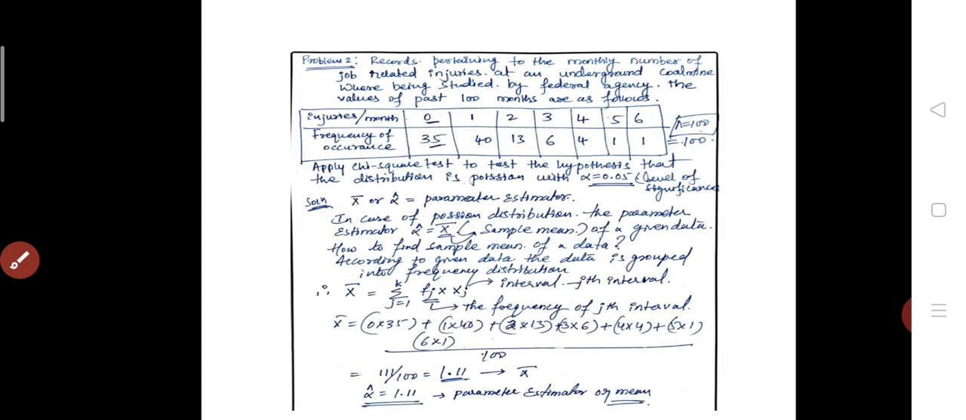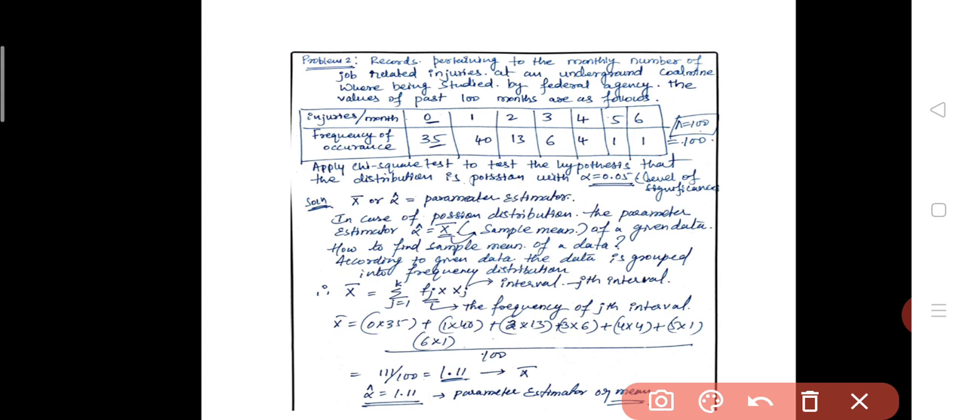Let us consider a problem statement for the Poisson distribution. Records pertaining to the monthly number of job related injuries at an underground coal mine were being studied by a federal agency. The values of the past 100 months are as follows: injuries per month and frequency of occurrence. Here we have to apply a chi-square test to the hypothesis that the distribution is Poisson, with alpha equal to 0.05, that is the level of significance.